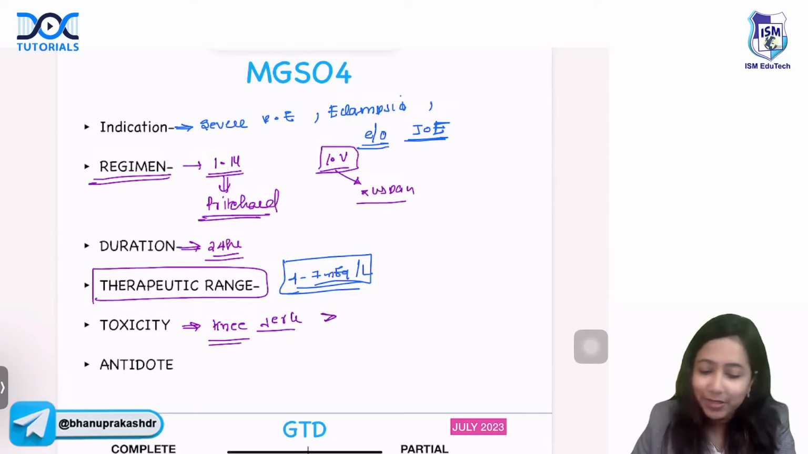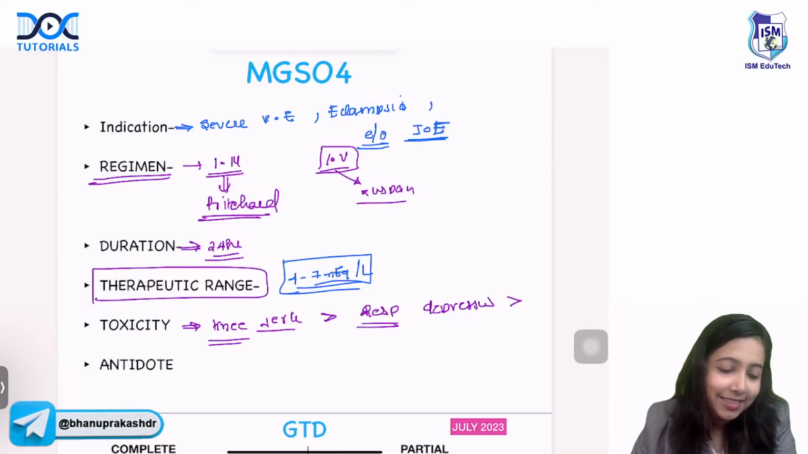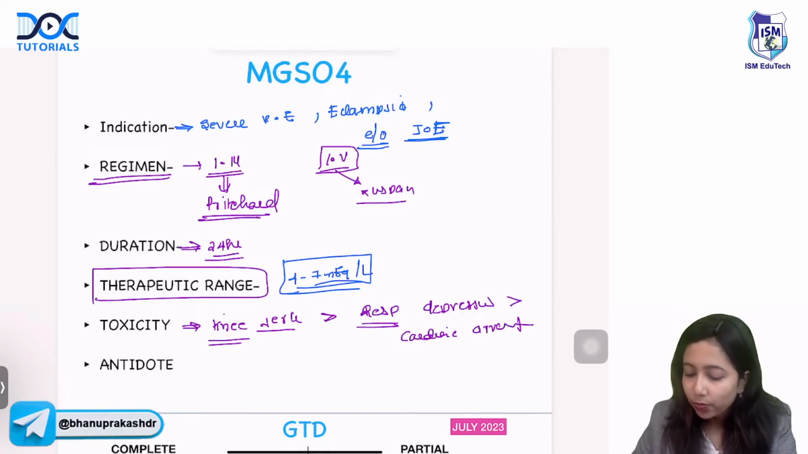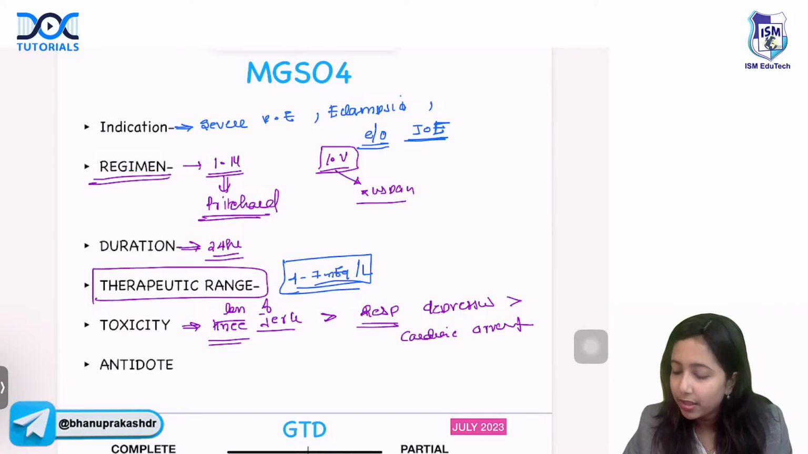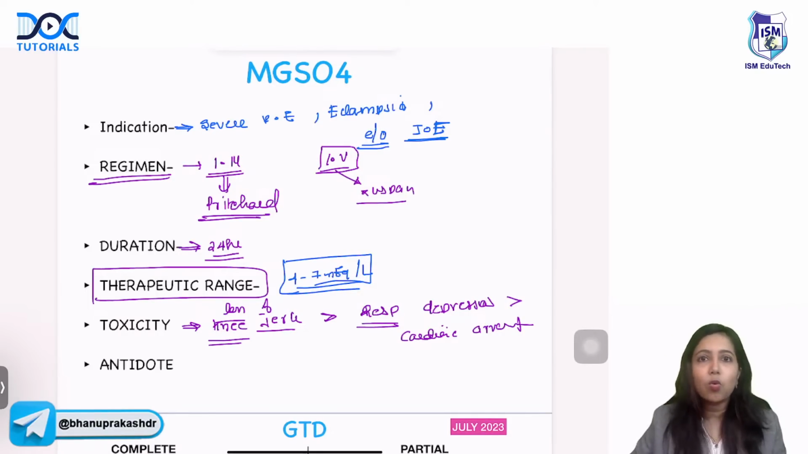Followed by respiratory depression. Very good, excellent. Respiratory depression. And finally, what's the final thing? It's the heart which is affected, cardiac arrest. So first thing is loss of knee jerk, followed by respiratory depression, and finally there can be cardiac arrest as well.